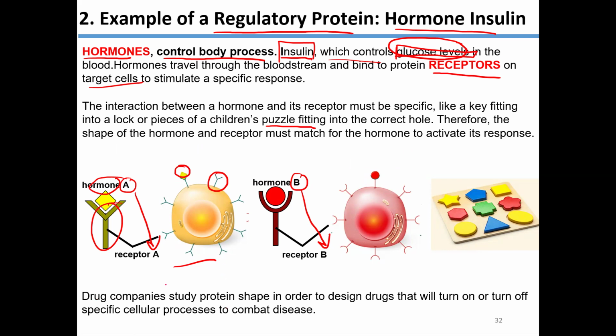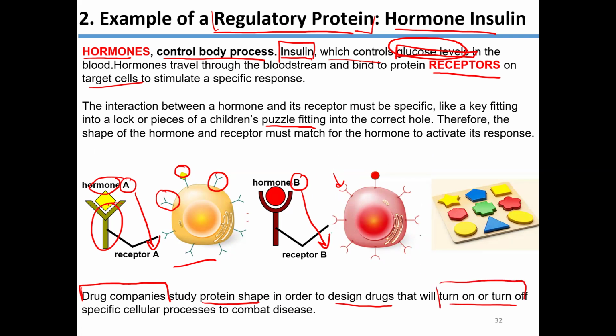One really cool thing is that by understanding the shapes and structures of these regulatory proteins, we're able to manipulate or synthesize drugs in order to alleviate certain things. Drug companies study these protein shapes in order to design drugs that can turn on and off specific cellular processes to combat diseases. A great example is when you take painkillers, in this case Advil or Tylenol. They fit into these receptors, kind of fooling them, in order to turn on and off the sensation of pain.